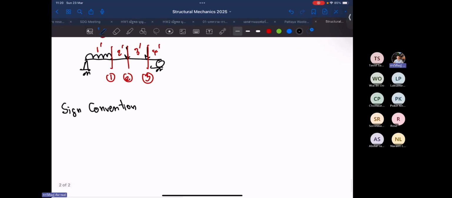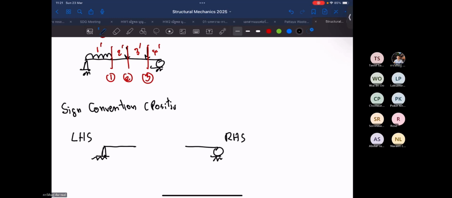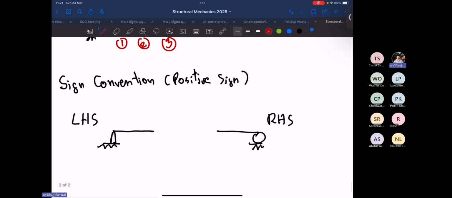use the sign convention. When you cut, the left hand side will be LHS or just left hand side, and the right hand side will be RHS or just the right hand side. The positive sign must follow this direction. For axial force is this direction. For shear force from left hand side downward is positive. For right hand side upward is positive.